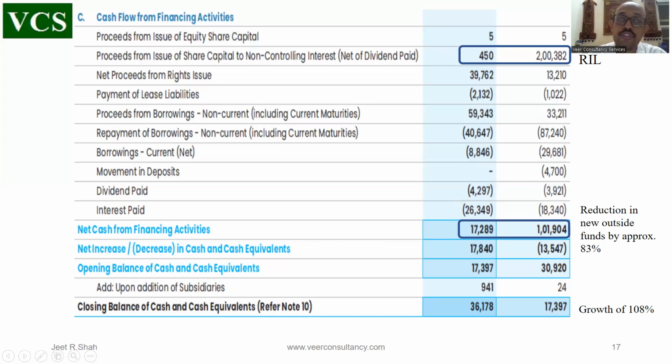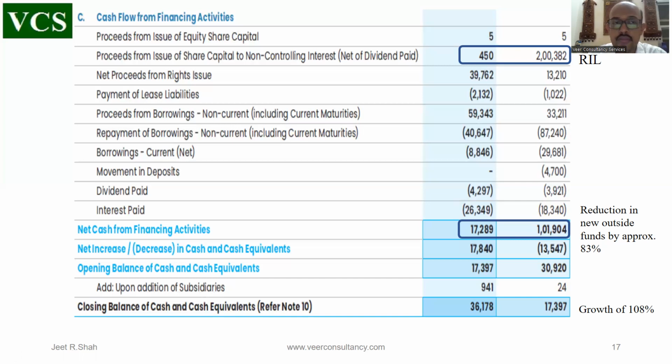Reduction in the influx of new outside capital by almost 83%. You can understand that because it's long-term funds that you have already taken. Now you can see over here we have dividend paid. Dividend paid will be classified in the financing activity because the dividends are paid as you had raised the funds in the form of shares. Okay.